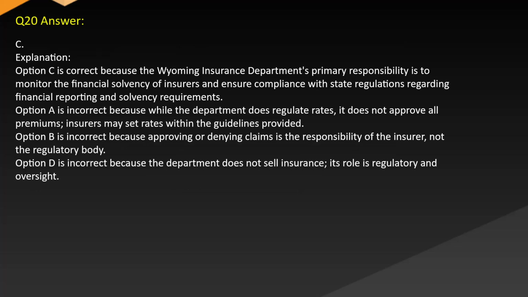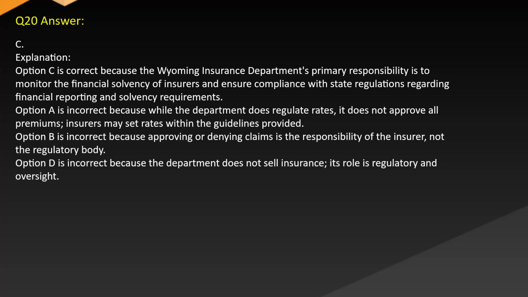Answer: C. Explanation. Option C is correct because the Wyoming Insurance Department's primary responsibility is to monitor the financial solvency of insurers and ensure compliance with state regulations regarding financial reporting and solvency requirements. Option A is incorrect because while the department does regulate rates, it does not approve all premiums. Insurers may set rates within the guidelines provided.